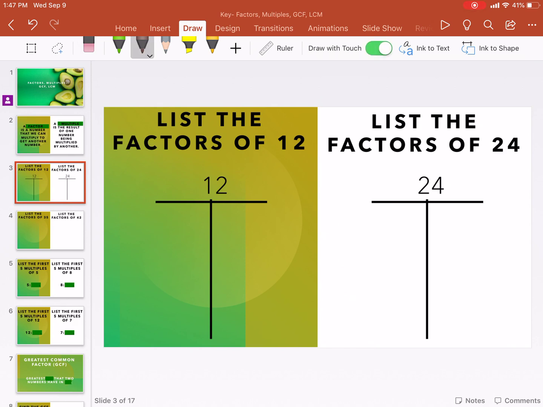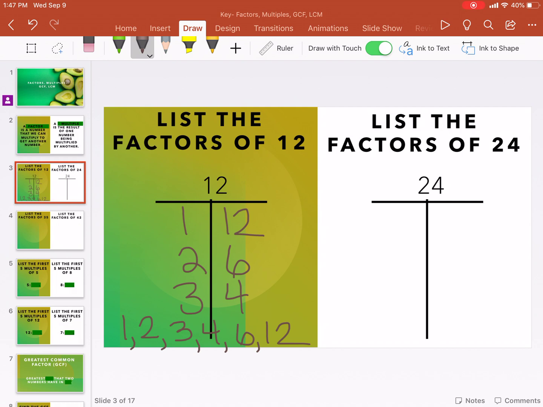You can always start with 1 and 12, because anything times 1 will be itself. Those two numbers multiply to get 12. Another one is 2 times 6, and then 3 times 4. So the factors of 12 are 1, 2, 3, 4, 6, and 12. They'll always have a match unless that number is repeated, like 6 times 6 is 36. We like to line them up with their pairs just to help you.